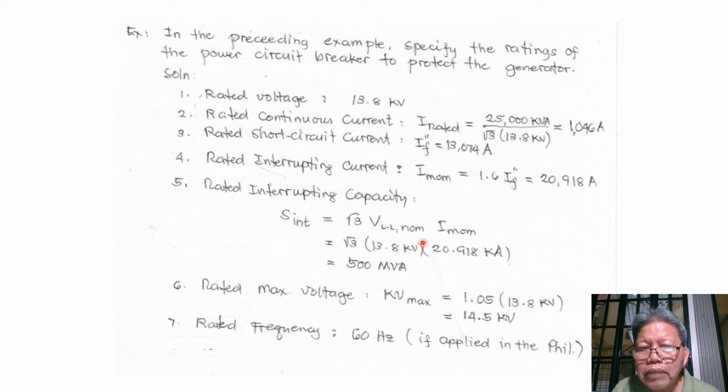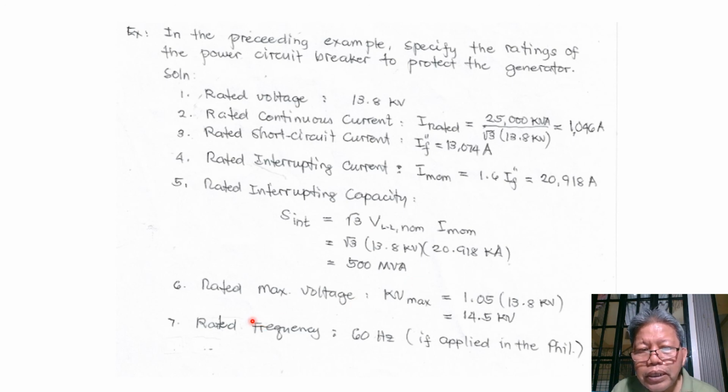Now for its rated interrupting capacity, it is equal to square root of 3 times the nominal line-to-line voltage times the momentary current rating. And so substituting the values, you have square root of 3 times 13.8 kV times 20.918 kiloamperes. So the interrupting capacity of our breaker should be 500 MVA.